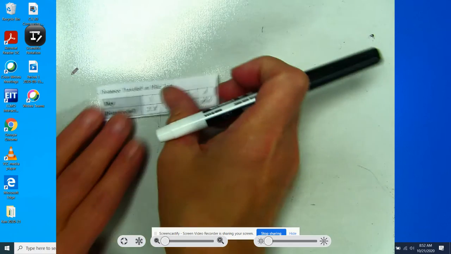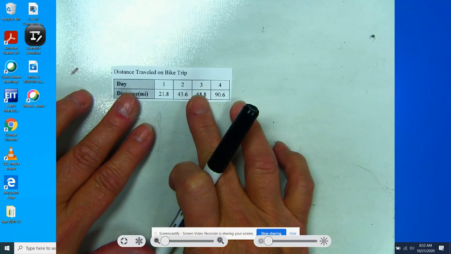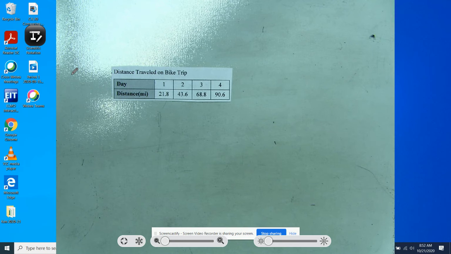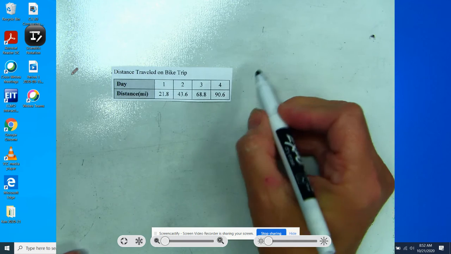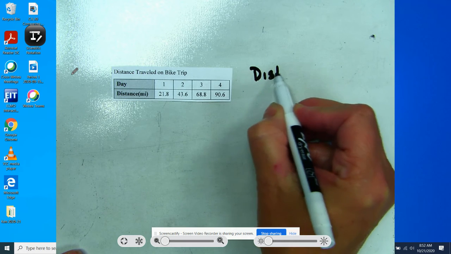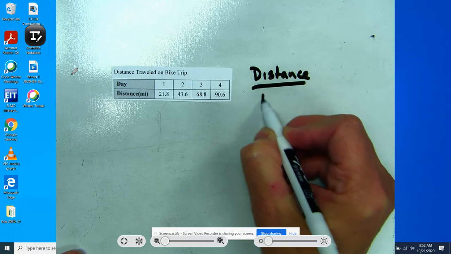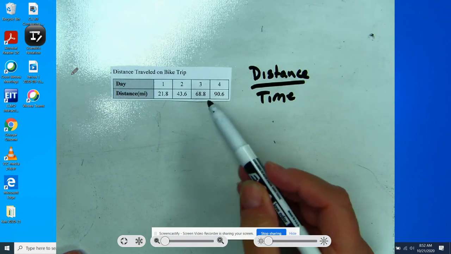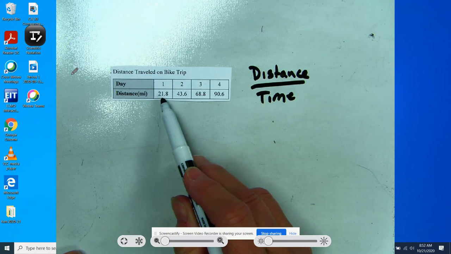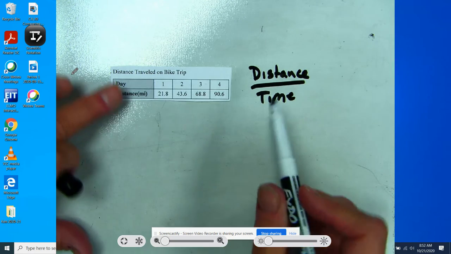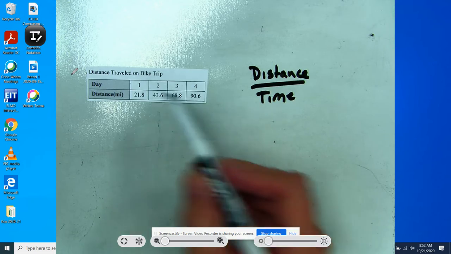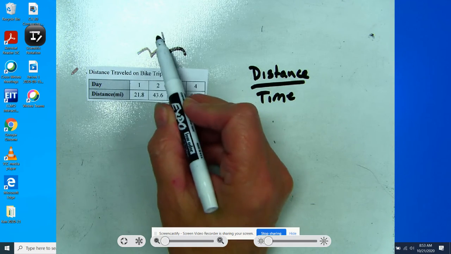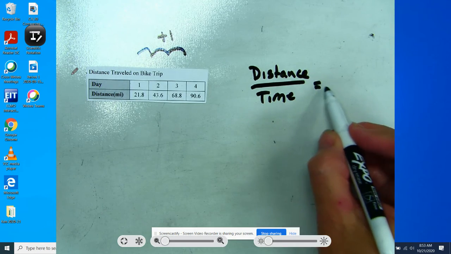Sometimes you're going to get the information horizontally instead of vertically. So we got distance traveled on a bike trip. So how far did they go in a day? So distance over time. So this would be distance over time, which means it's going to be the bottom distance over the top. So when we look for our changes, on top we can agree this is plus 1. So our change is going to be 1.